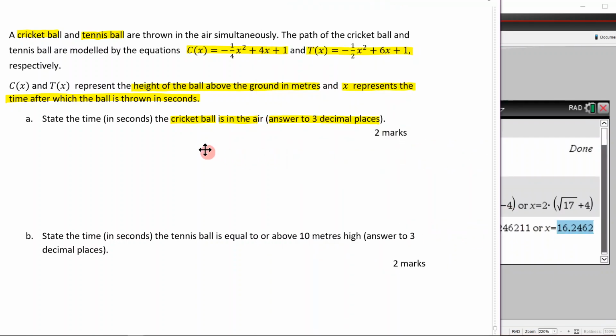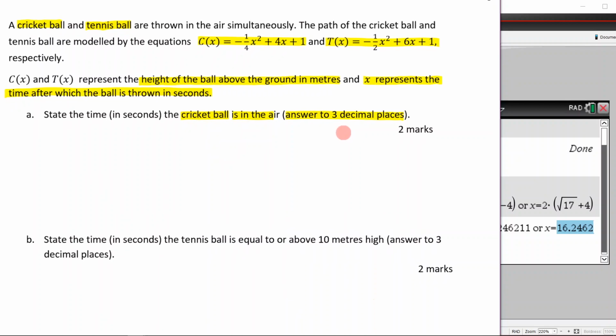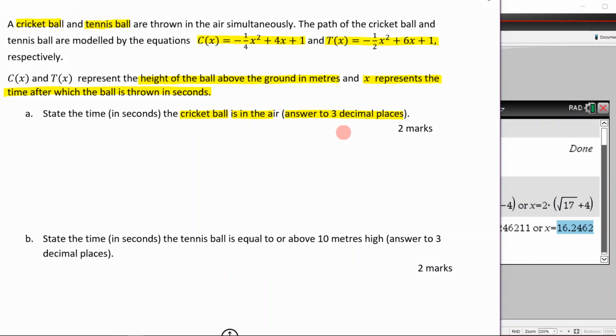So now when we come here, we need to make sure that we're providing enough working to get those full 2 marks. So what we're going to do is write: C of x equals 0, and we've solved it for x, and we're saying that x is going to be equal to 16.246 seconds. So we've got 1 line of working, and then we've got our answer here to the correct decimal places. Let's now move on to our next one.